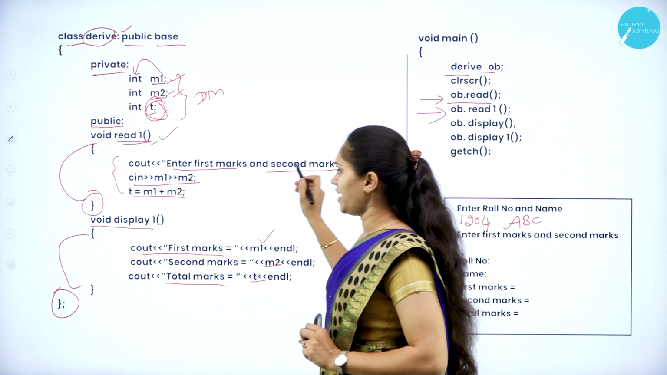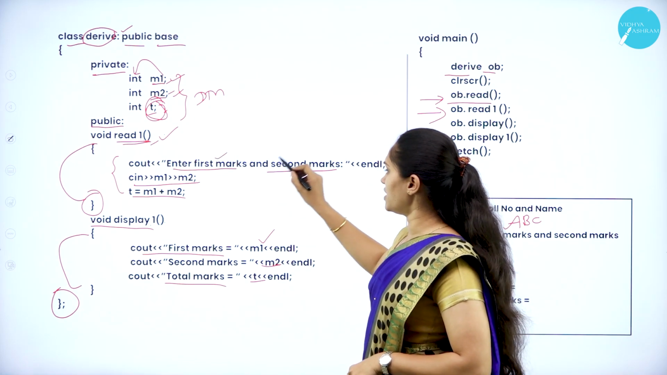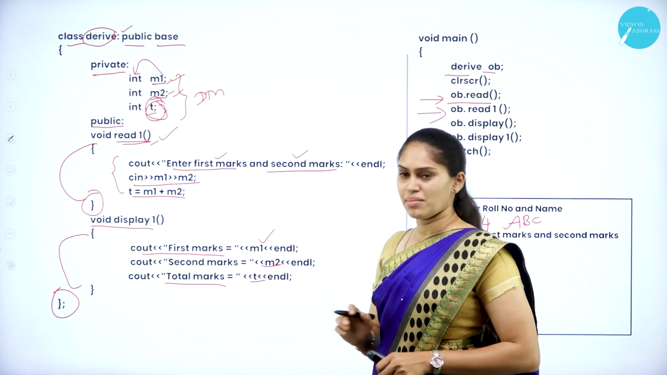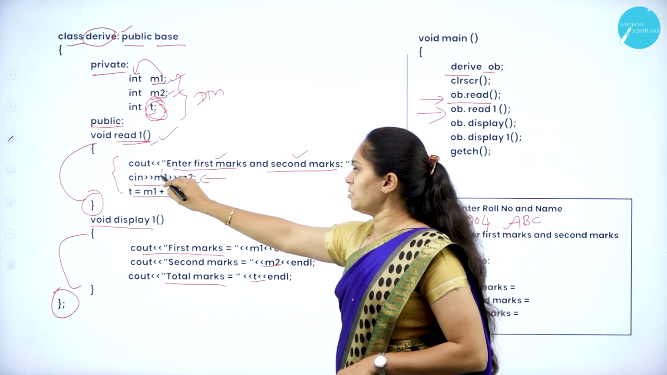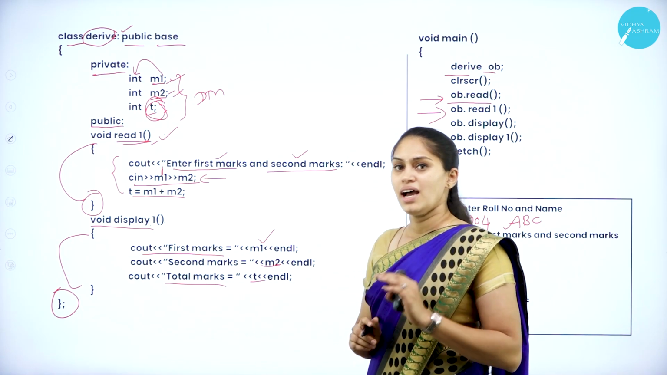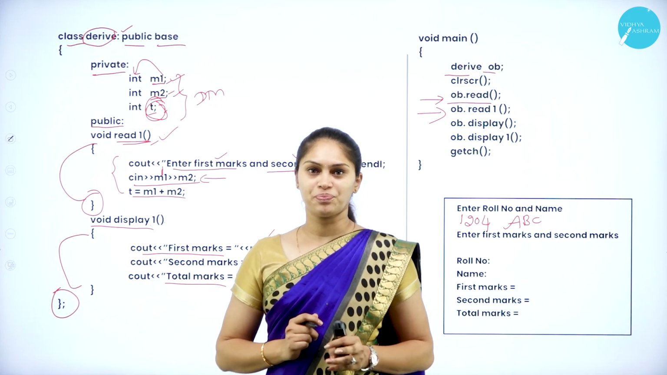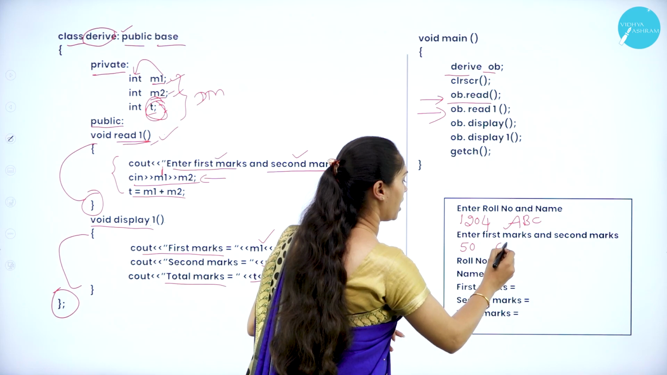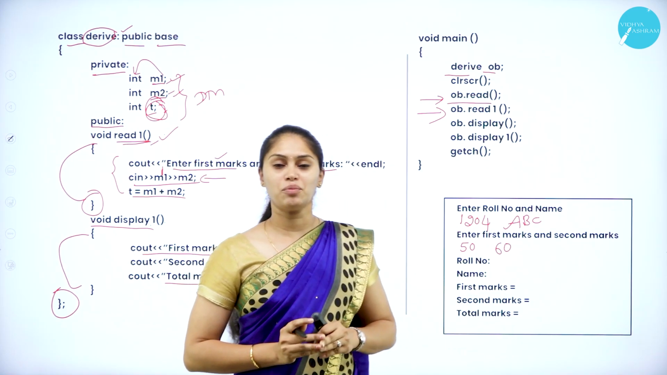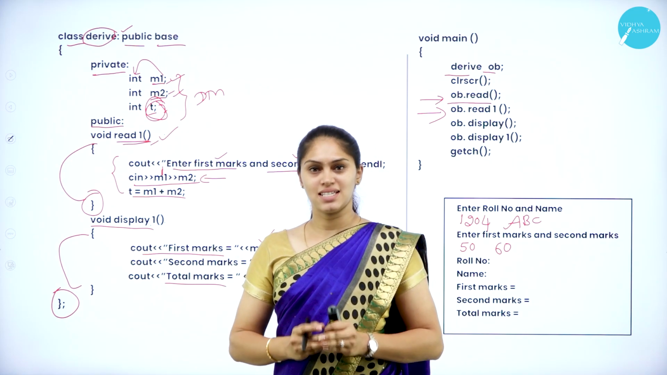Then what is there in the read1 function? It is going to ask the user to enter the first marks as well as the second marks. So when it encounters this line, it will come here and blink the cursor. At that time, I must take the value for M1 as well as M2. So I am going to take the value of M1 as 50 and M2 as 60.